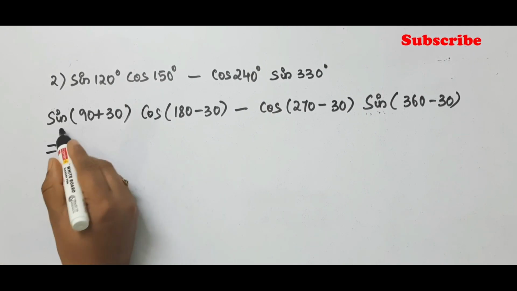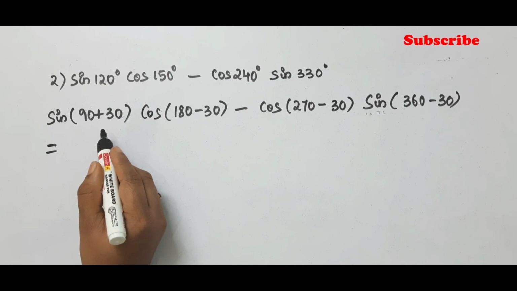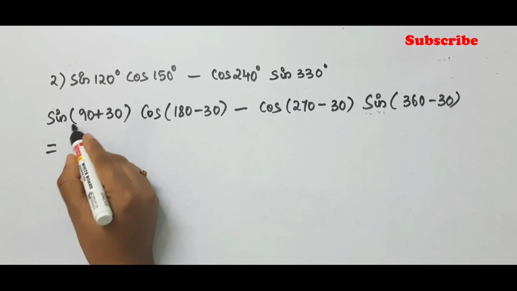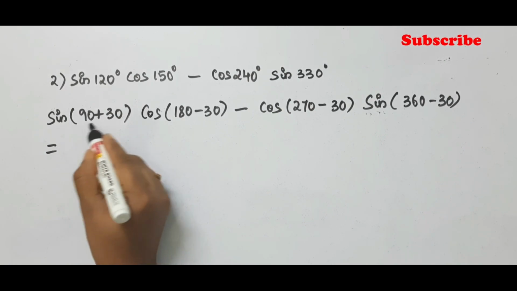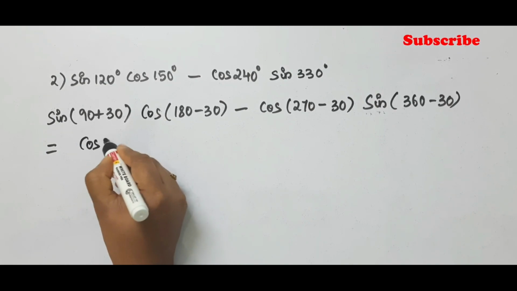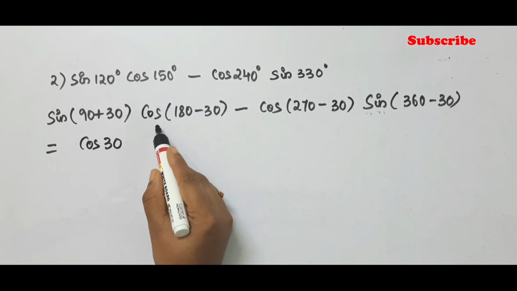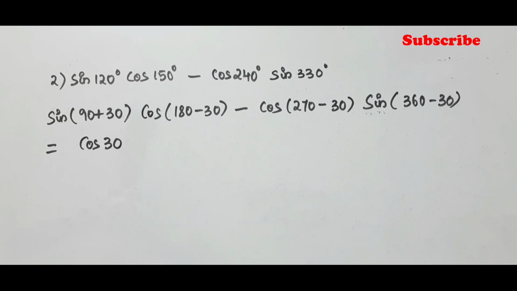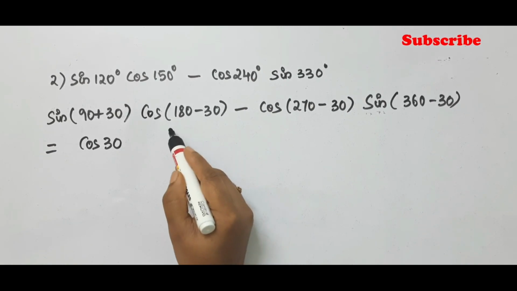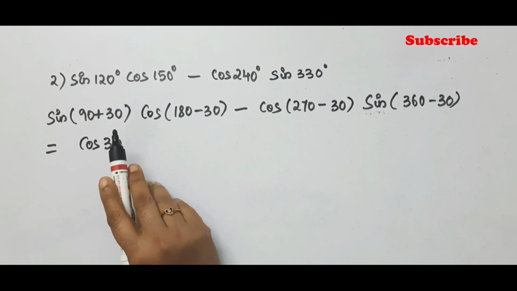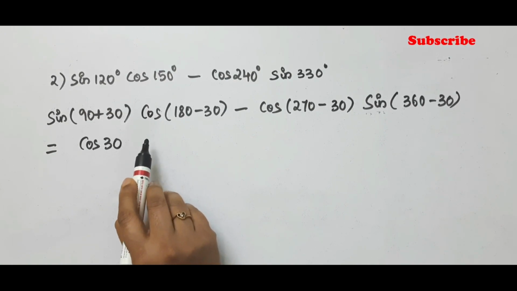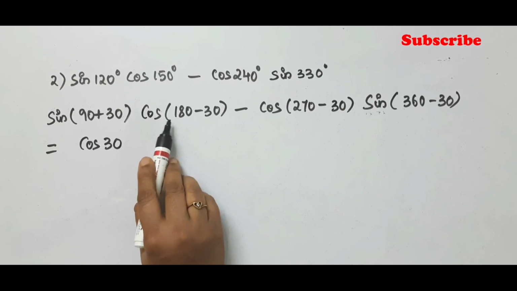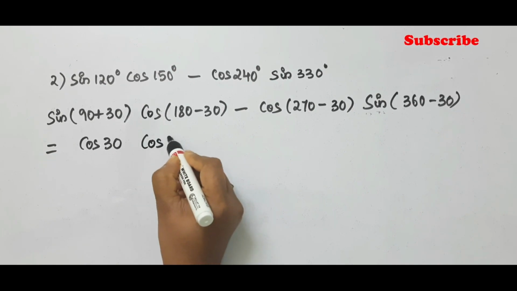Next, this becomes sine of 90 plus theta. It means it is in the second quadrant, is it not? So sine will be positive, and as it is 90, sine changes to cos. So it is cos 30. And here 180 minus 30. 180 minus 30 means it will be in the second quadrant. In the second quadrant, except sine and cosecant, the remaining all will be negative, is it not? So cos will be negative. As it is 180, cos will remain as cos only. So cos 30 and it is negative, is it not?